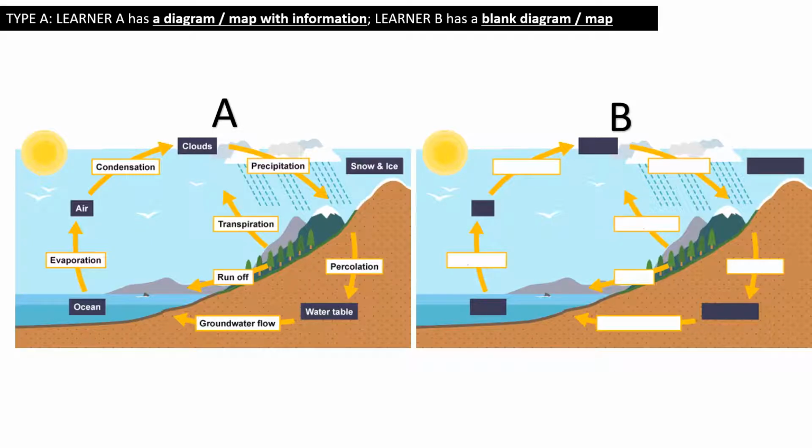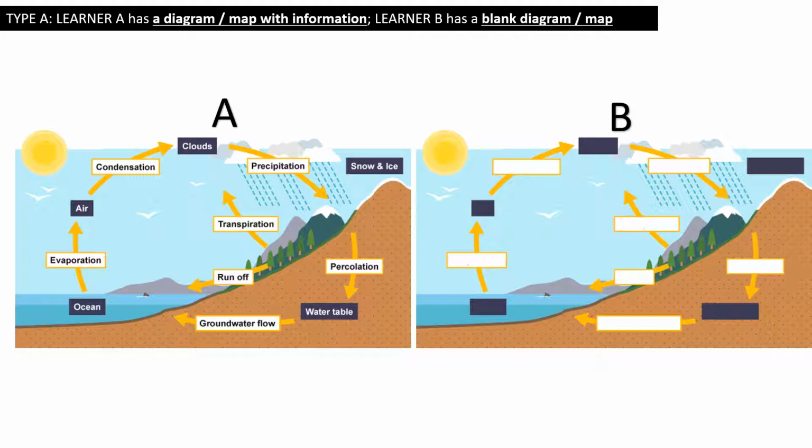There are different varieties of barrier games. In this tutorial, we are focusing on two types. Type A, where learner A has a diagram, a schematic or a map of some sort with information, but learner B has just a blank copy of the same onto which information provided orally by learner A has to be transferred. You can see a quick example from a geography lesson on the water cycle here.